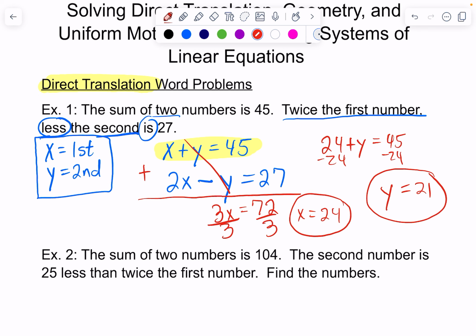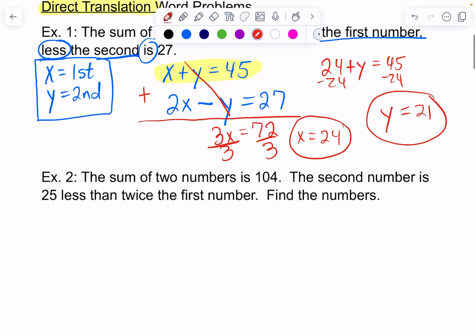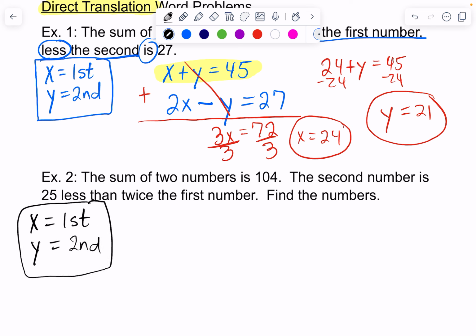And there you go. Next, the sum of two numbers is 104. The second number is 25 less than twice the first number. Find the numbers. Don't stress. X I'm going to call my first number. Y I'm going to call my second number. I'm going to read it again. The sum of two numbers is 104. So the sum of my first number plus my second number is 104. And it says the second number is 25 less than twice the first number.